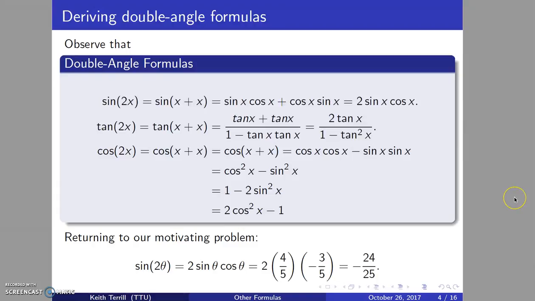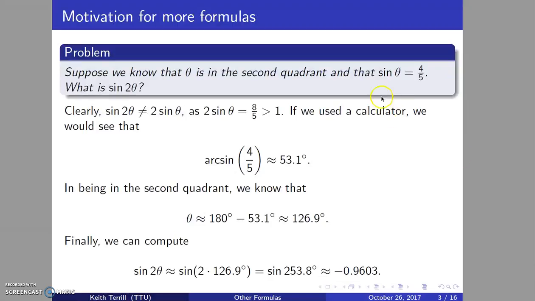Now, of course, all this was contingent on theta being in the second quadrant. Why don't you go ahead and tell me exactly what sine of 2 theta would be if theta was in the first quadrant and sine of theta was 4 over 5. So instead of being in the second quadrant, if it were in the first quadrant, what would sine of 2 theta be?